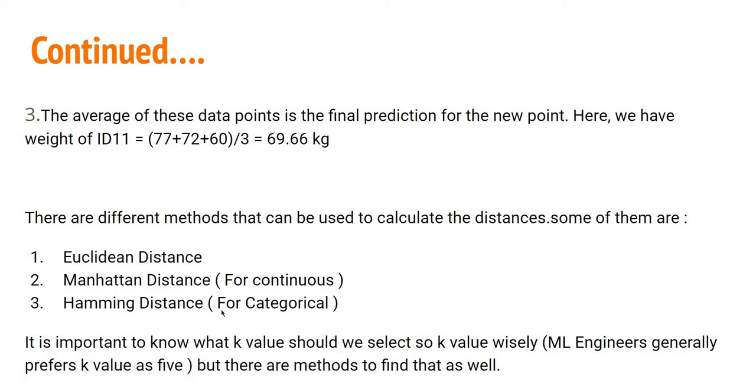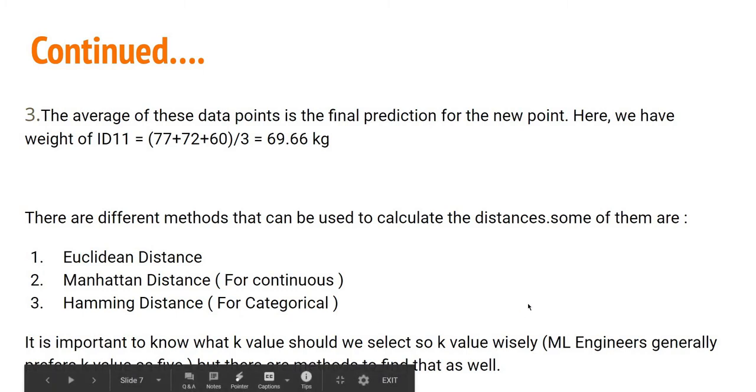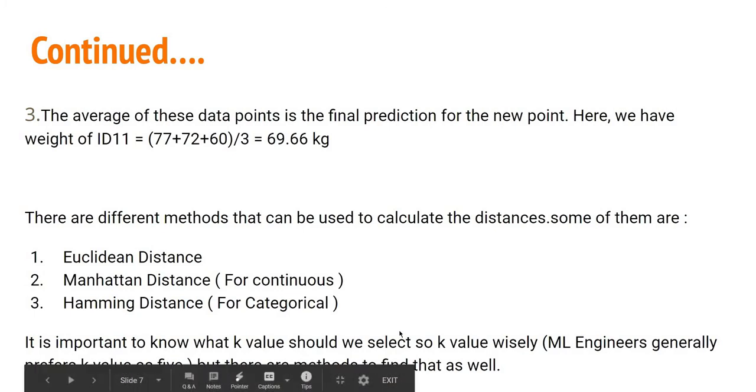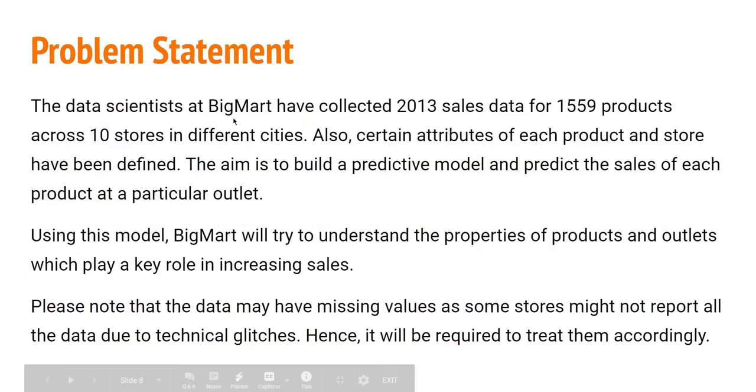So it is important to know what the k value should be, meaning how many neighbors we will select. ML engineers generally prefer the value of k as 5, but there are methods to find that as well, and we will also see that in this video.